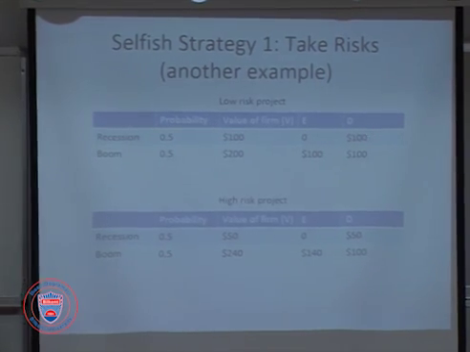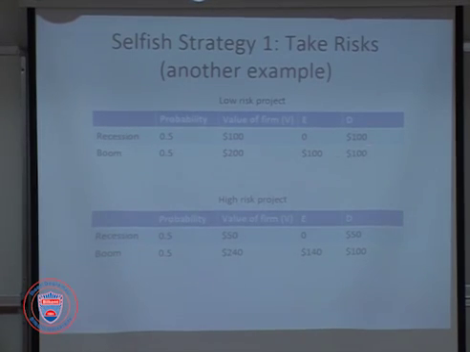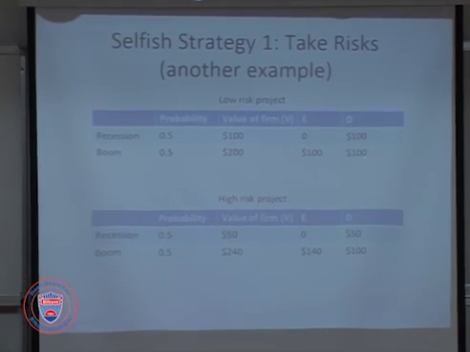So here, debt holders are getting $100 in the recession case, and equity holders will not have any money left. In the boom case, again, debt holders are getting $100, and equity holders will get the remaining 100. In the high-risk project, in the boom market, you're getting a lot of value, 240. In recession, the value of the firm is really small. So in the recession case, debt holders will get all the money, equity holders will not get any money. And in a boom market, debt holders are getting their $100 back, and the remaining money, 140, goes to equity holders.